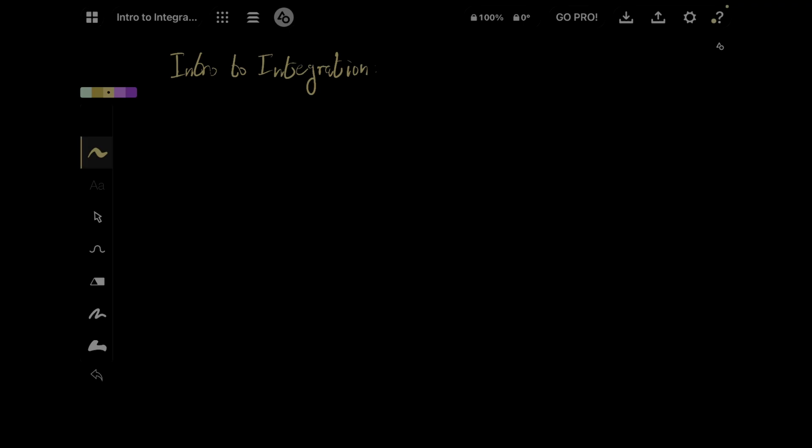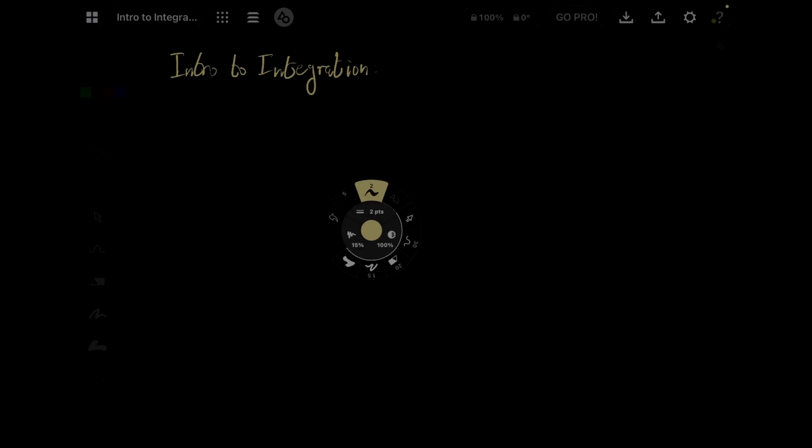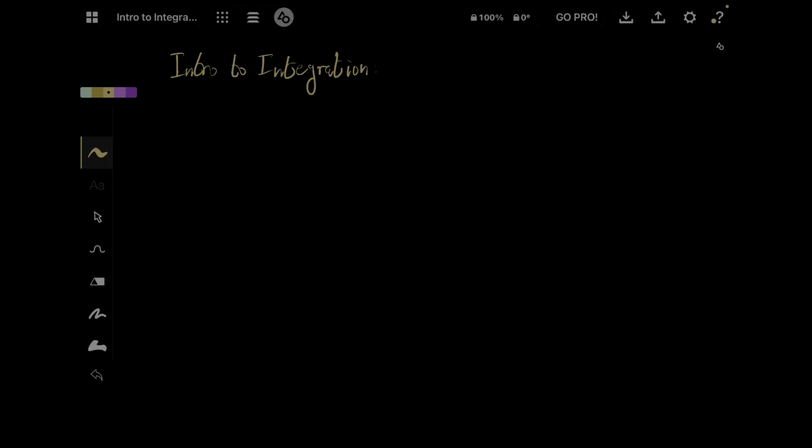And the reason I was covering Riemann sums before this was because I wanted to make sure that you knew the premises behind integration and finding area under a curve before I show you the exact method that's actually used to find this area under a curve. So without any further ado, let's move on to the video.